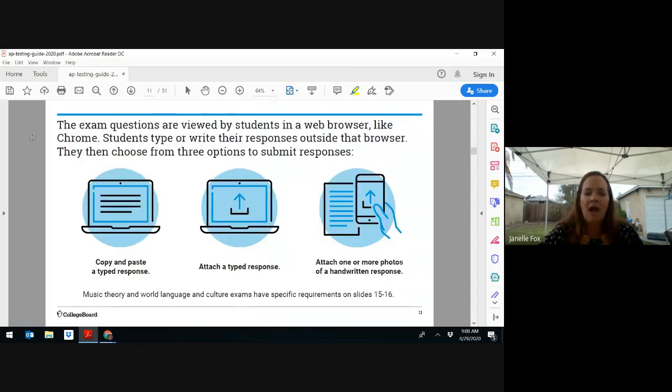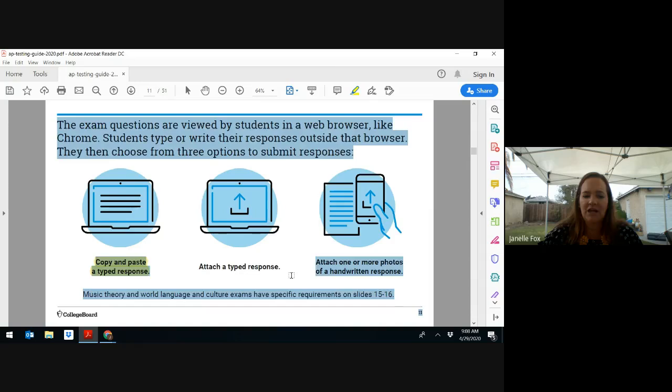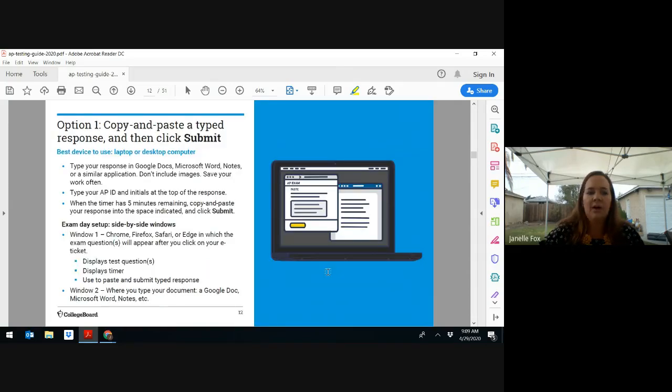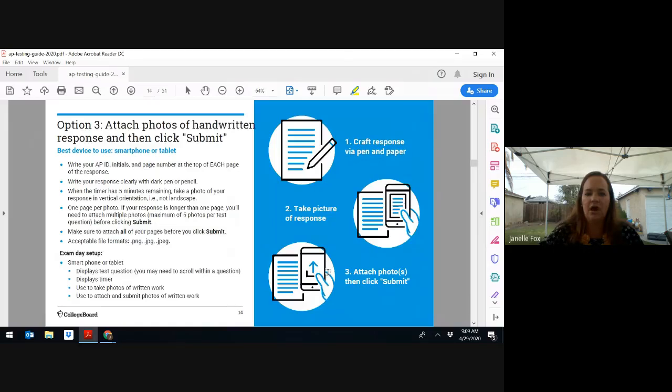There are 3 different ways that they're allowing us to do our questions. I'm thinking for calculus, there's this copy and paste a typed method, which will probably be for more of your English and humanities classes. You can attach a typed response, but this is probably where we're going to be: option 3, where we can attach 1 or more photos of a handwritten response. That's probably what we're going to do, so I'm going to skip to that part.